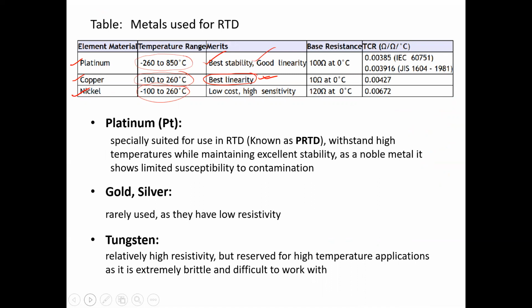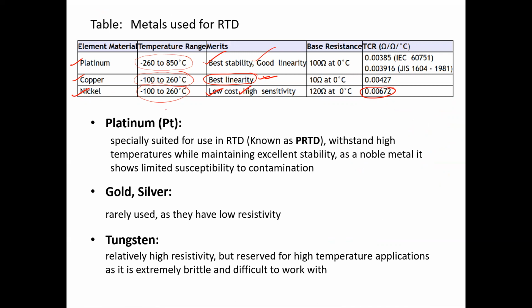two. Nickel also has some advantages. It has a low cost. Copper also has a low cost compared to platinum. Another advantage of nickel is that it has high sensitivity compared to the other two. You can justify that from the temperature coefficients mentioned over here. You can see that the temperature coefficient of nickel is high compared to the other two.